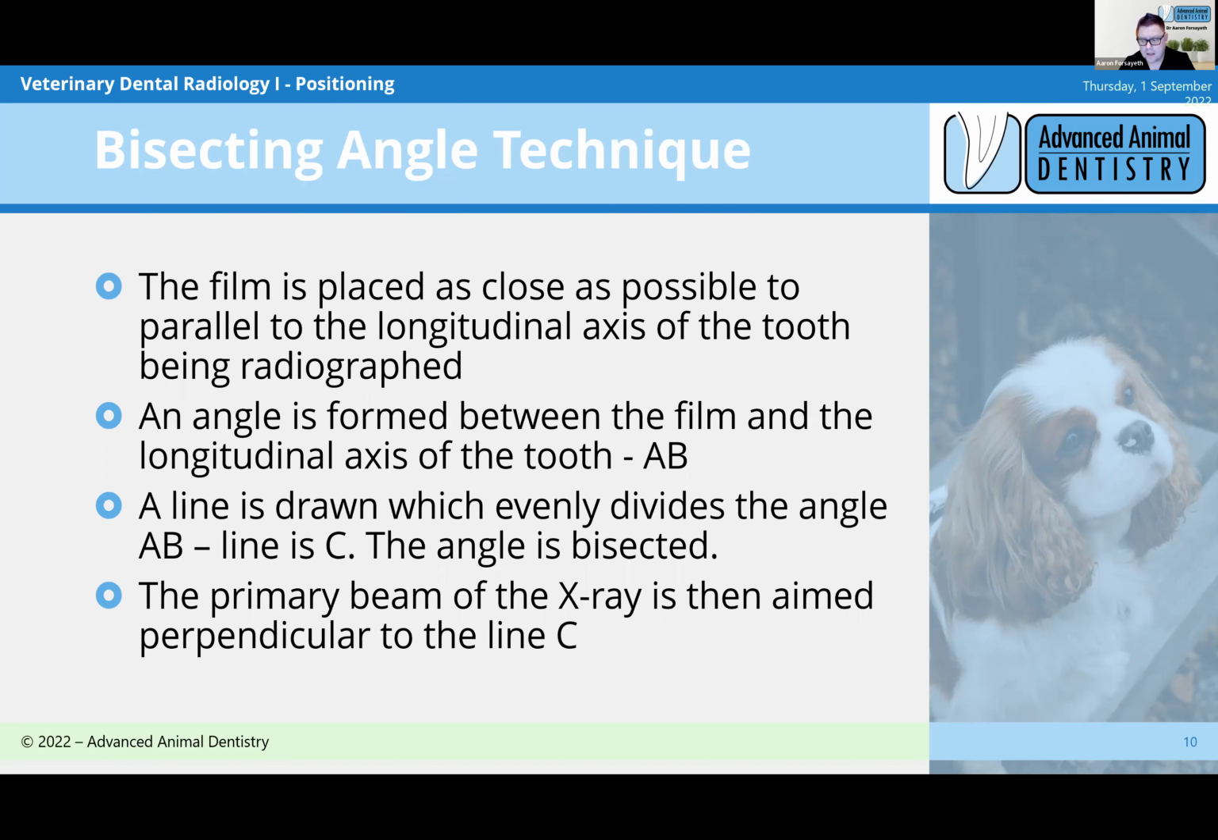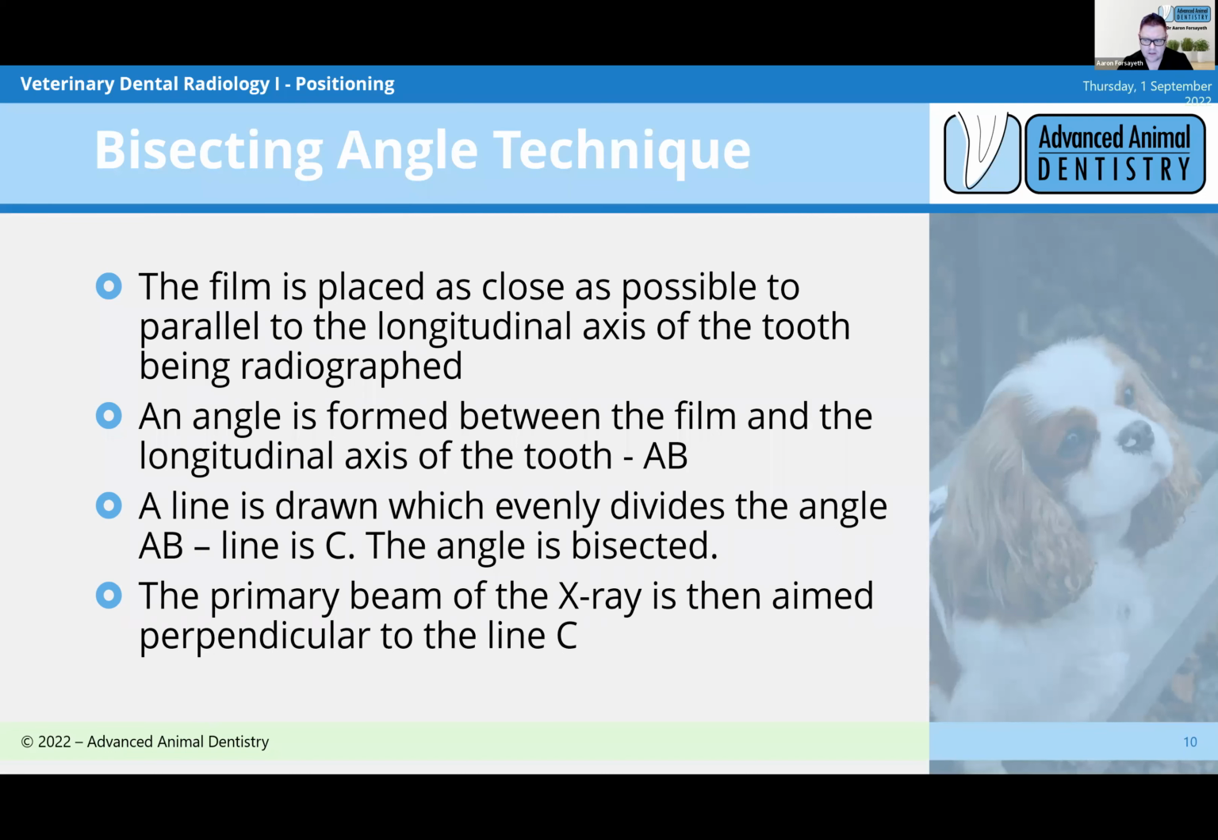Anyway, we place our film in the mouth, close to the object that we're trying to take a radiograph of. We try and place it in some kind of parallel situation, but we don't have to be desperate to do that. What we have to note, and the film part of things is easy, is the plane or the line that the plate is sitting in. And then we also have to be able to visualize the longitudinal axis of the tooth or the primary tooth that we're looking at. Each of those lines, the film and the longitudinal axis of the tooth, form an angle, and we can call that angle AB.